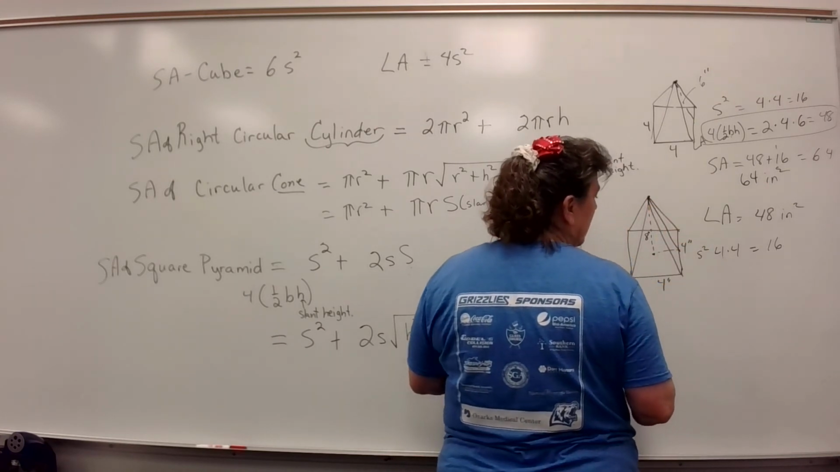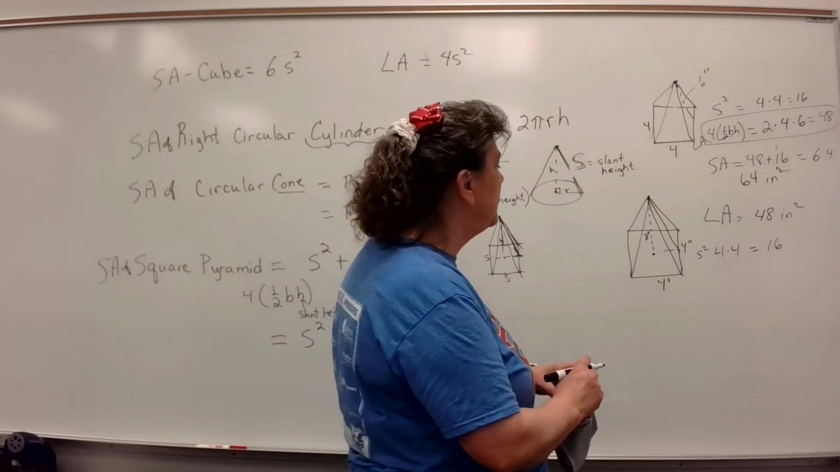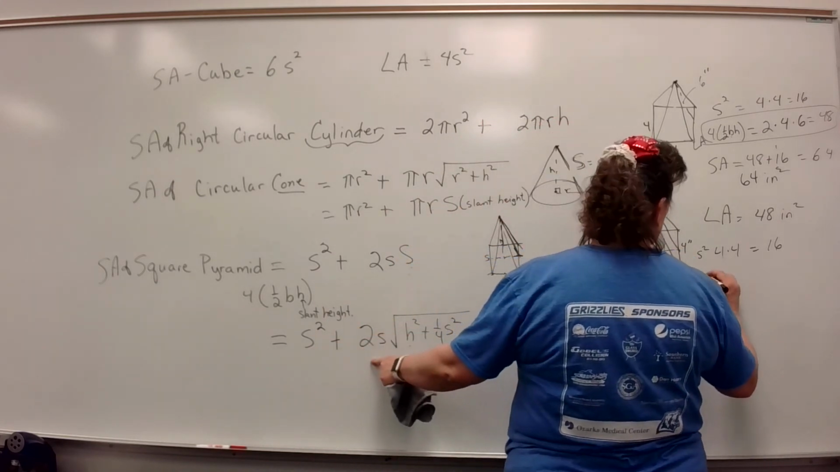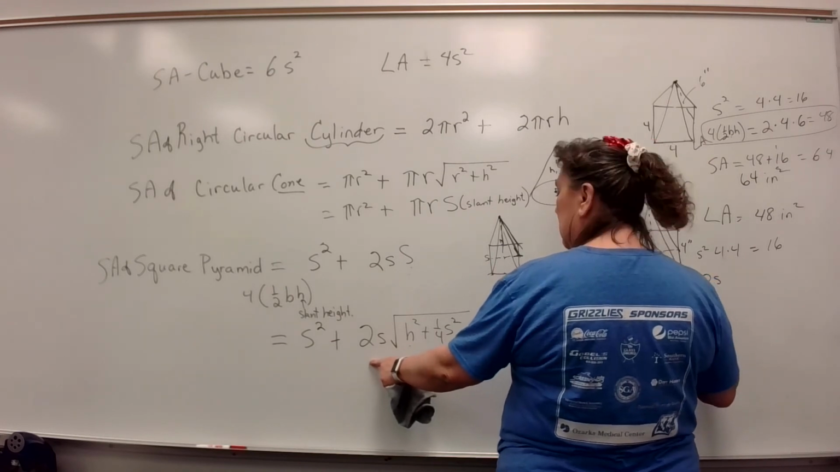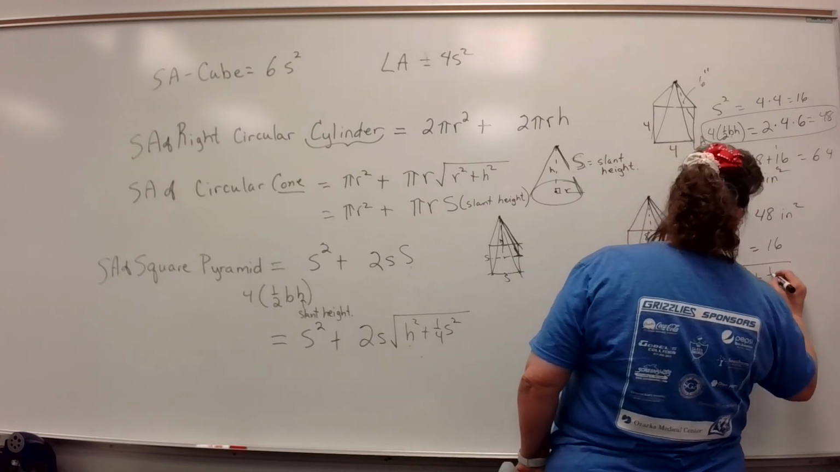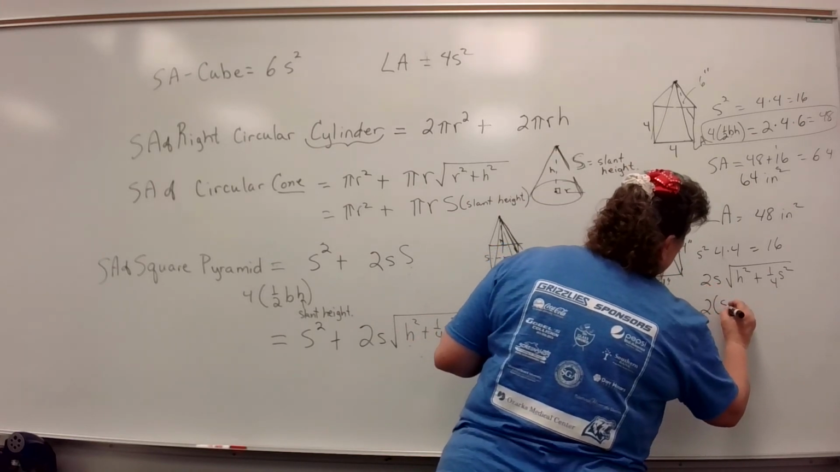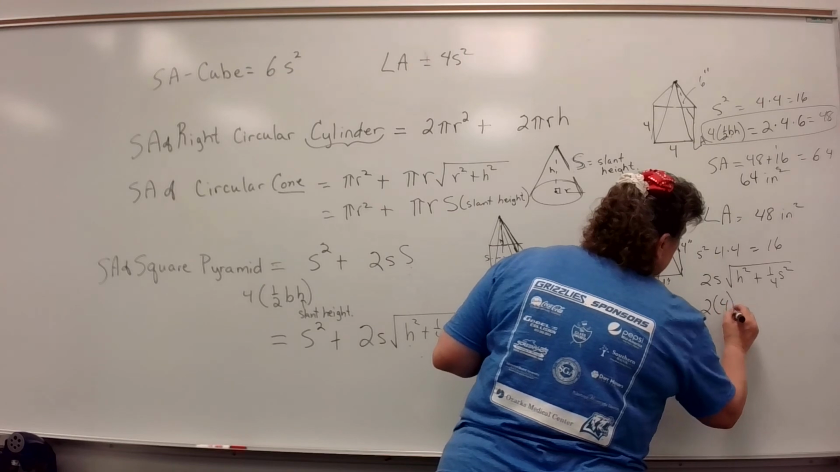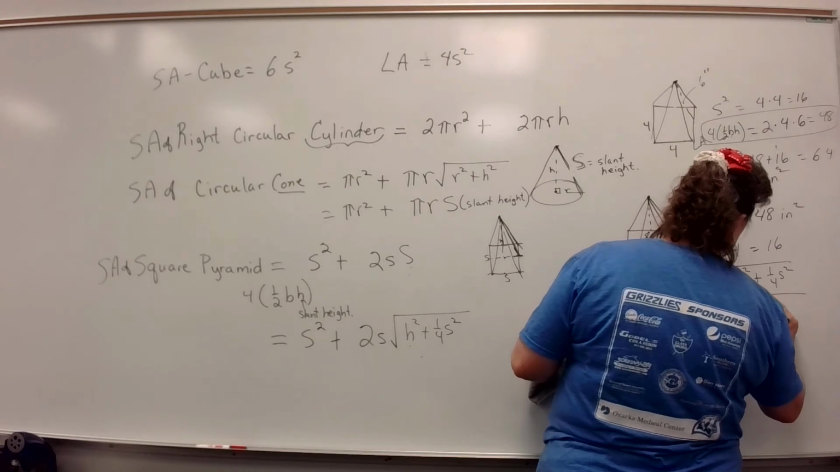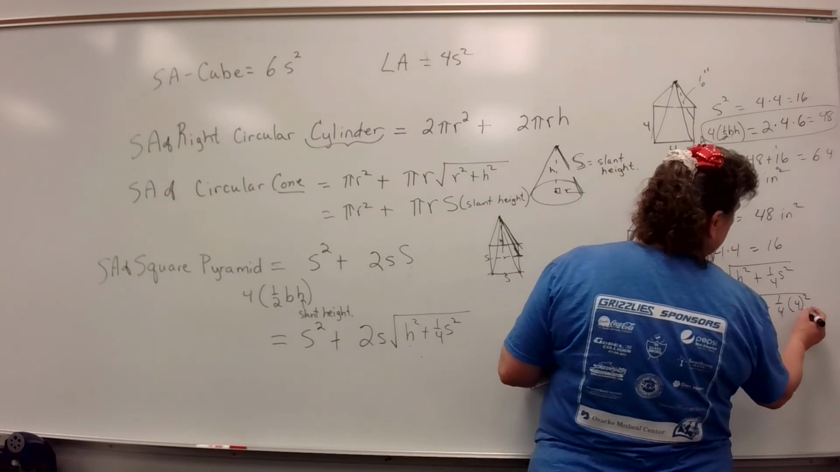we don't have it. And I didn't used to put it in the formula, I just calculated the slant height and then used it. But we can use this second formula, which is your s squared, and so this part would be 2 times my s, which is my side, times the square root of h squared plus 1/4 s squared. So this would be 2 times my side, which is 4, times the square root of 8 squared plus 1/4 times 4 squared.